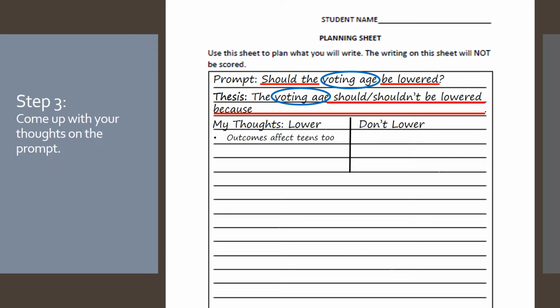Another reason might be that politicians might be influenced by teens being able to vote. If you're able to vote at 16, maybe that would cause the governor or your local politicians to focus more on matters that concern teenagers, like education. Okay, so that could be a reason.